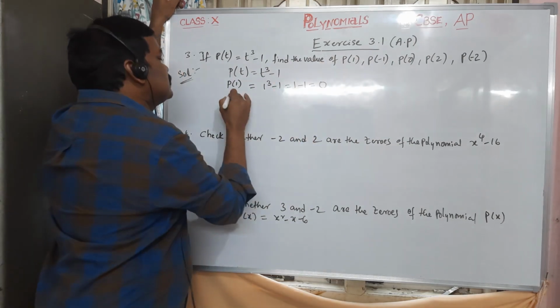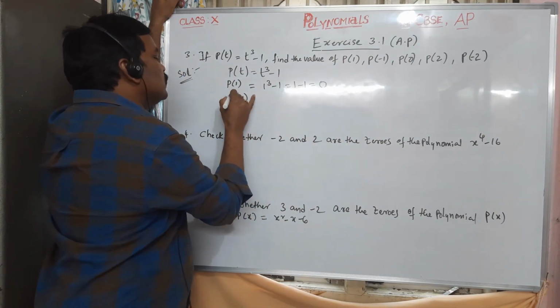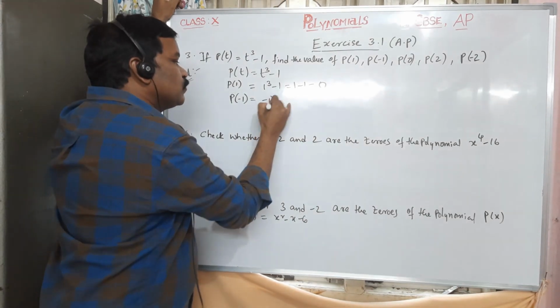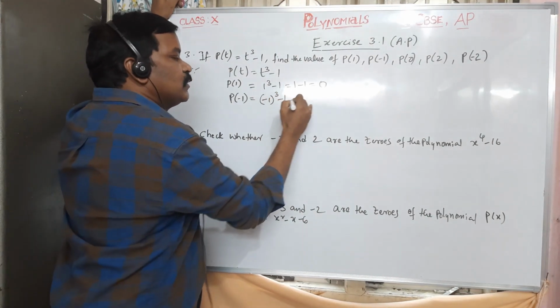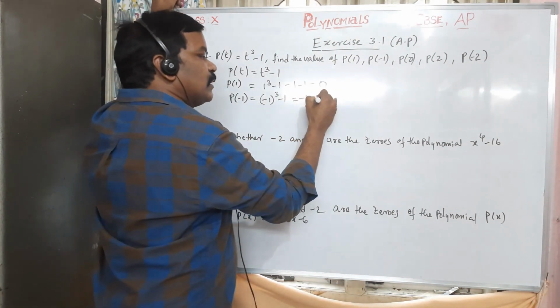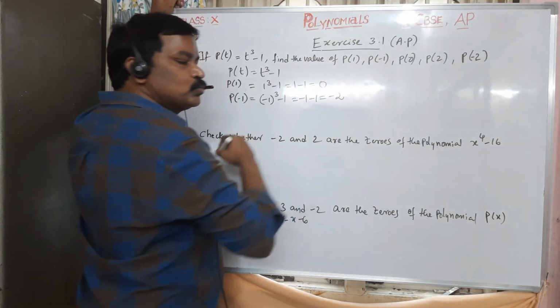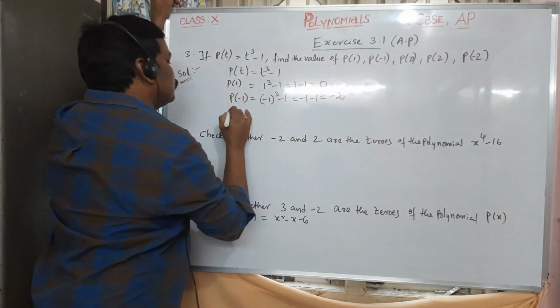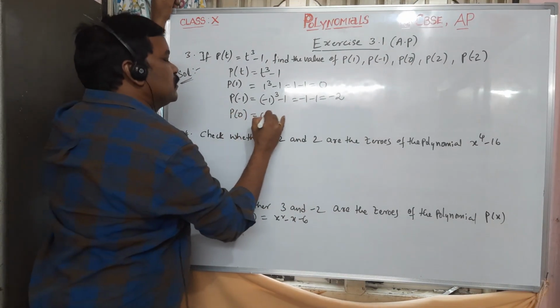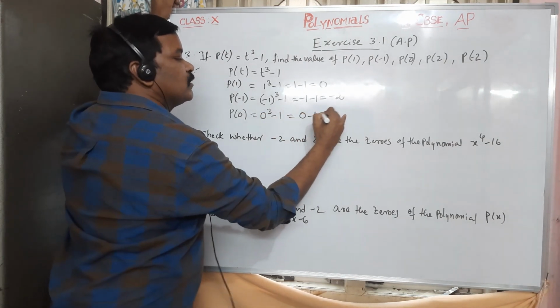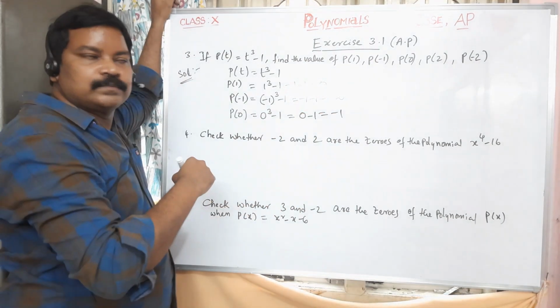The next one is p of minus 1. What is p of minus 1? Minus 1 whole cube minus 1. This is, minus 1 whole cube is minus 1. Minus 1 minus 1 is minus 2. The third one is p of 0. P of 0 means 0 cube minus 1. That is 0 minus 1, which is equal to minus 1.